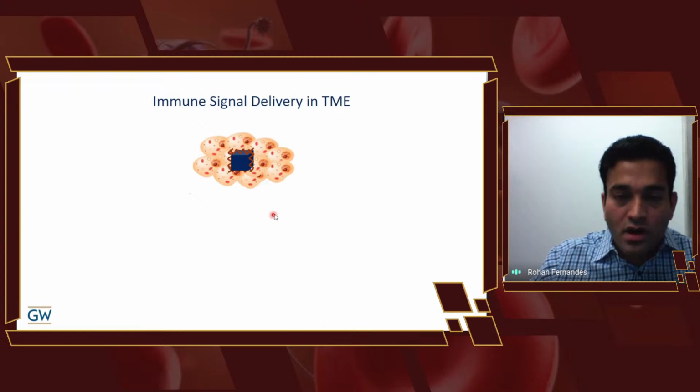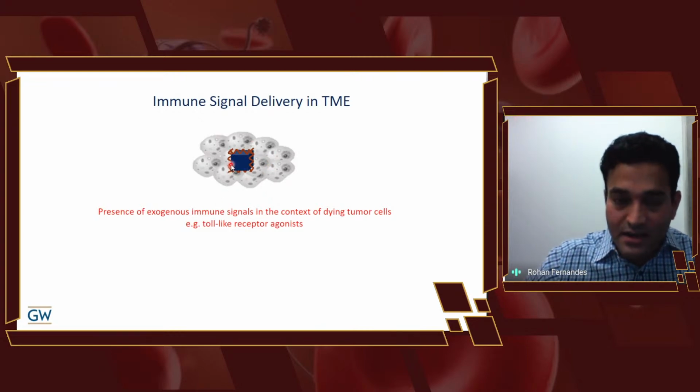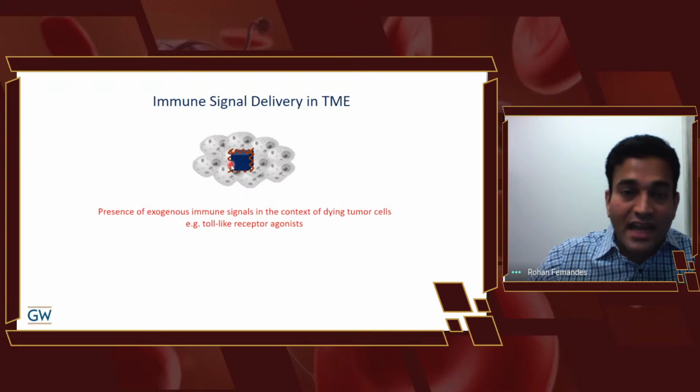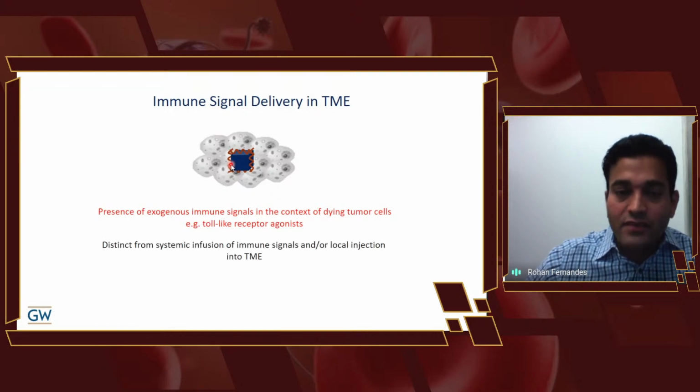So how would this work? You'd have the nanoparticle coated with the immune signal, and you'd administer photothermal therapy, and the tumors would die. So there is the presence of the exogenous immune signals in the context of dying tumor cells, and these immune signals that we work with are, for example, toll-like receptor agonists. So this form of death in the presence of an exogenous adjuvant is fundamentally different than if you did not have this adjuvant, which would not create this additional boost to the immune system that we are looking to drive.